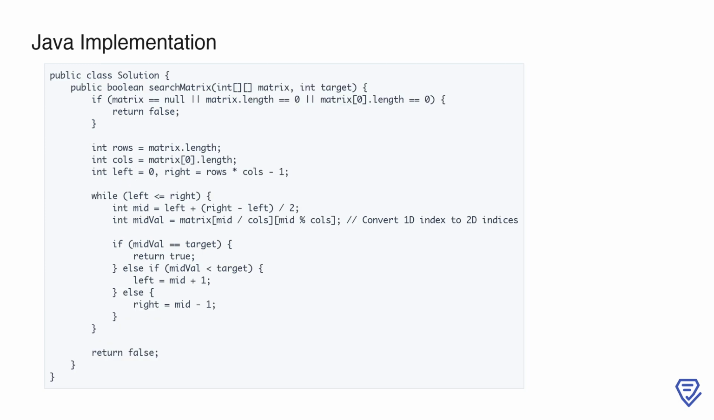This is the Java implementation for LeetCode problem number 74, Search a 2D Matrix. The logic mirrors the Python version, employing binary search to treat the 2D matrix as a flattened 1D array. Key differences include type declarations and Java's class structure. The algorithm efficiently searches the matrix using O(log(m*n)) complexity, where m and n are the matrix's dimensions.